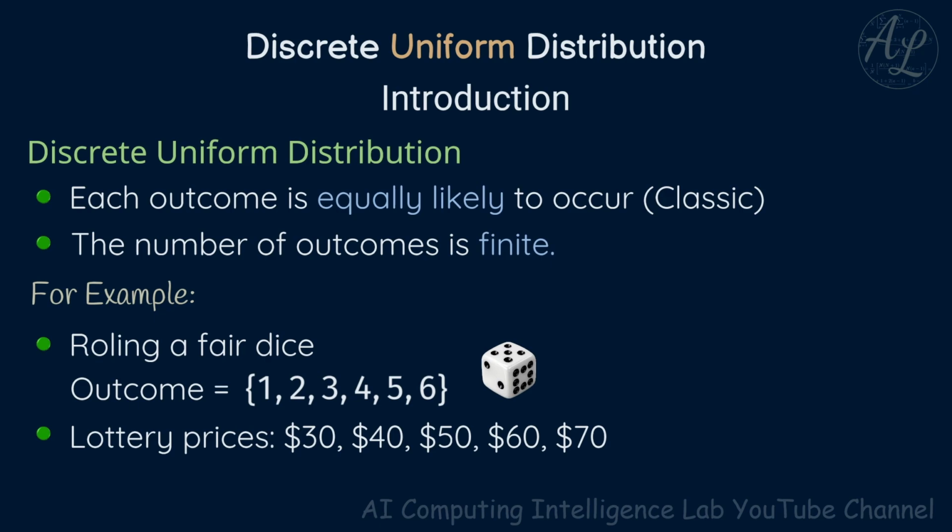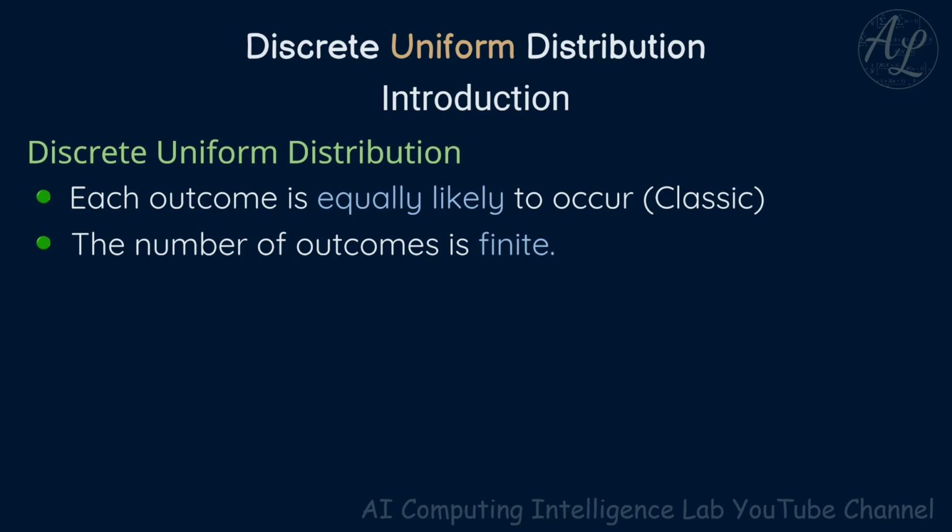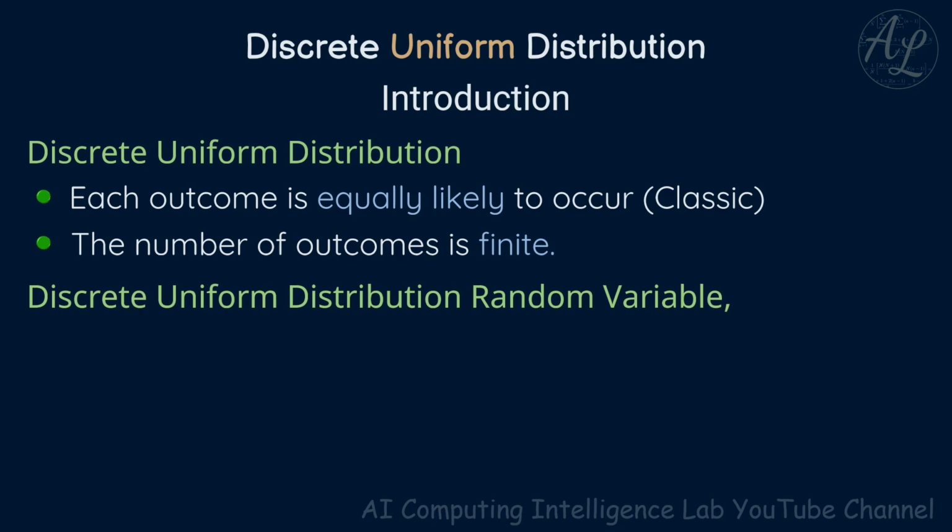You are playing a game with your friends. Let's say the prizes are random and can be any of these, $30, $40, and so on. If choosing any of these prizes is purely random, so that the chances of getting any of these are equally likely, and since the number of possible outcomes here is finite, then this also can give rise to a discrete uniform distribution. Now, to formally define this distribution, I have to introduce to you its random variables.